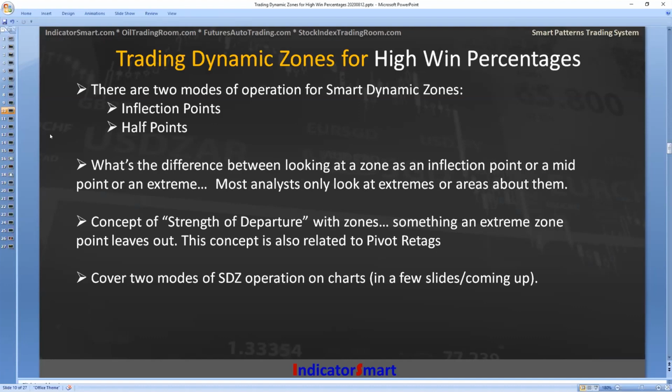So what's the difference between looking at a zone as an inflection point or a midpoint or an extreme? Most analysts look at the extremes. You're going to look at the highs or the lows. We were talking earlier about the notion of a zone as the overnight high or overnight low, or the value area high or the value area low, these kinds of things. But what you really want to look at is the strength with which, or the character with which, it departs from those areas. That's what you really want to be looking at.